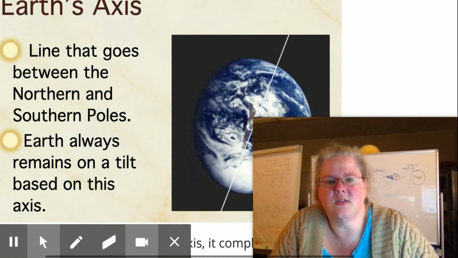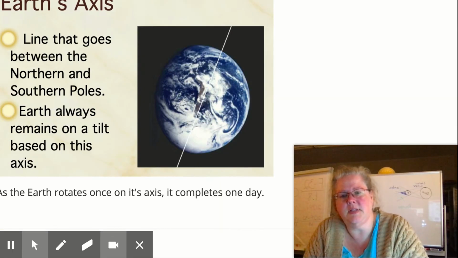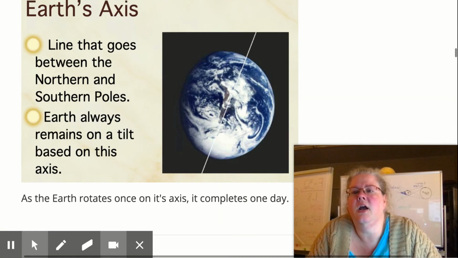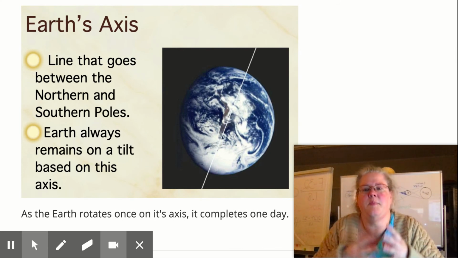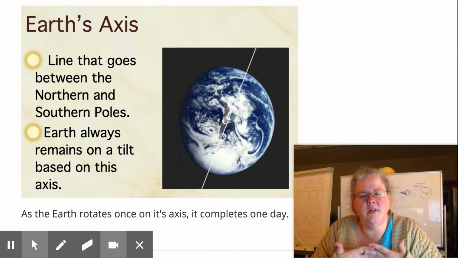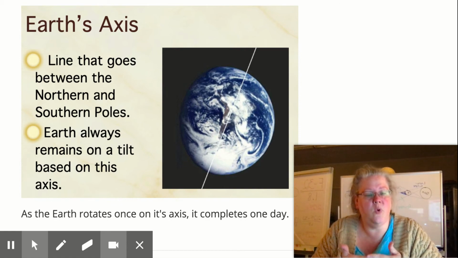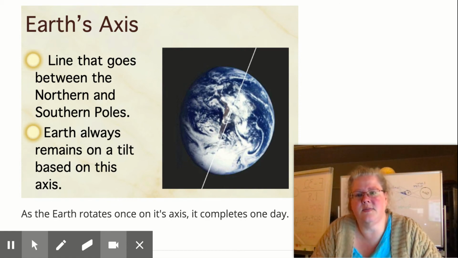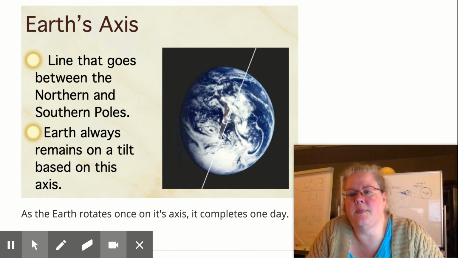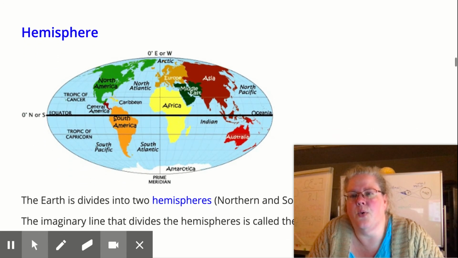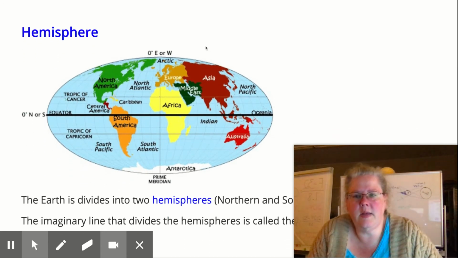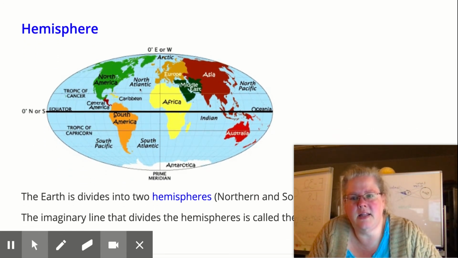So again, this is a quick review because we've talked about this a couple times, but I just want to make sure it's there. Earth's axis, that's that imaginary line that goes between the north and the southern poles. Earth always remains tilted based on that axis. So as the Earth rotates once on its axis, it completes one day as it rotates once around that imaginary line. So hemispheres, really talk quickly about this. We've got the northern hemisphere. Again, this is where we live.